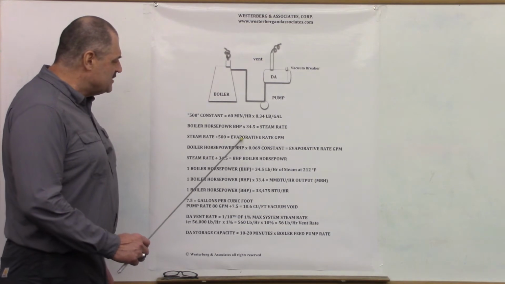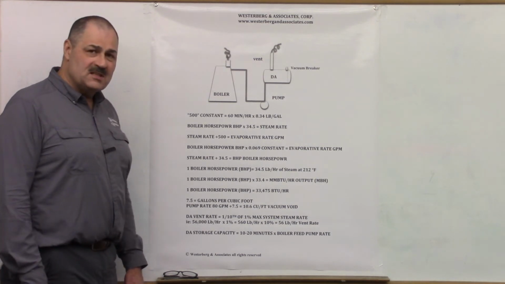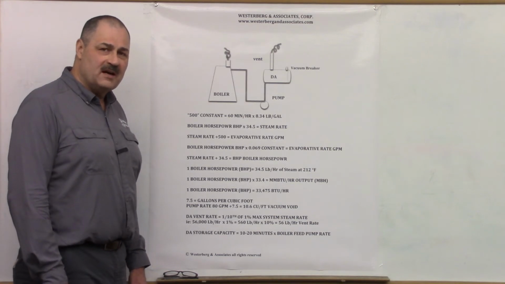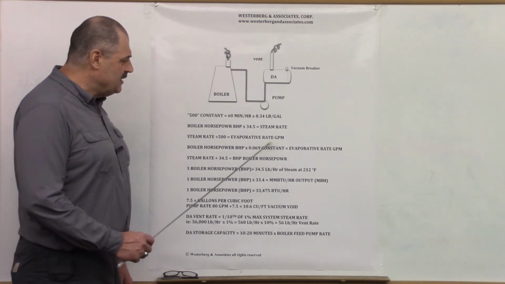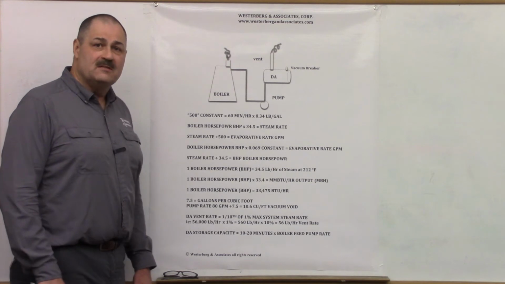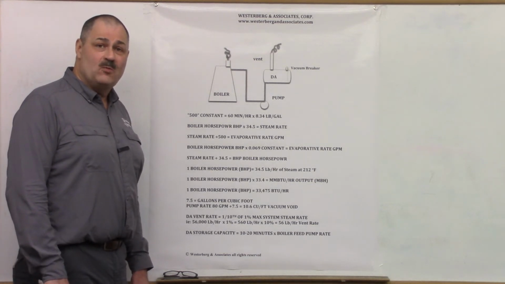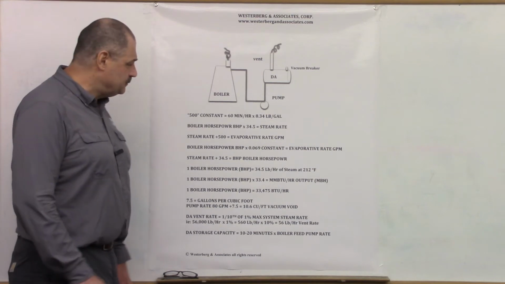The next thing that we can take a peek at is, once you know what that steam rate is, if you use that constant 500 and divide that steam rate by 500, it will give you an approximate evaporative liquid rate that the pump will have to provide to keep the water in that boiler to make that steam.